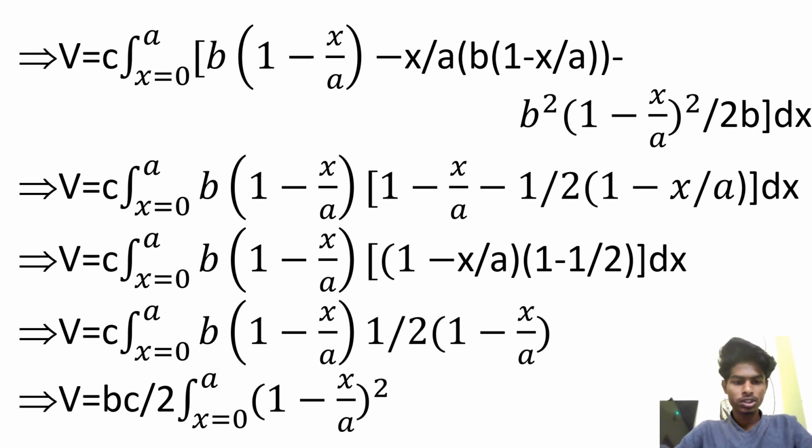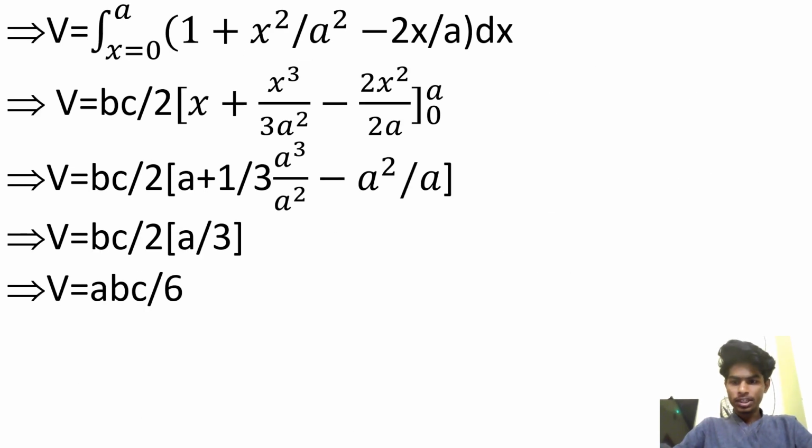V equals to c into integration of x equals to 0 to a, b into 1 minus x by a, 1 by 2 into 1 minus x by a. Now b and 1 by 2 are both constants, so we will keep that outside of the integration. V equals to bc by 2 integration of x equals to 0 to a into 1 minus x by a whole square. We will see the next step.